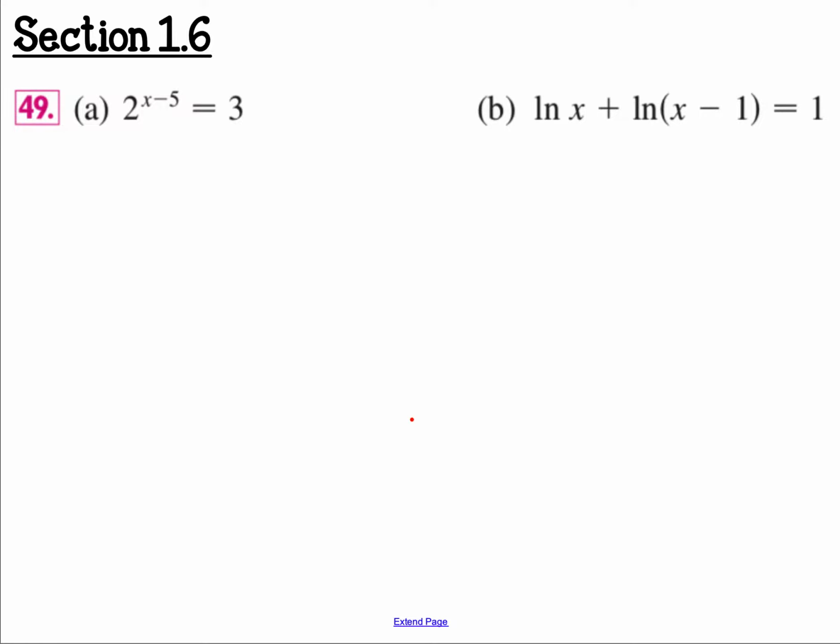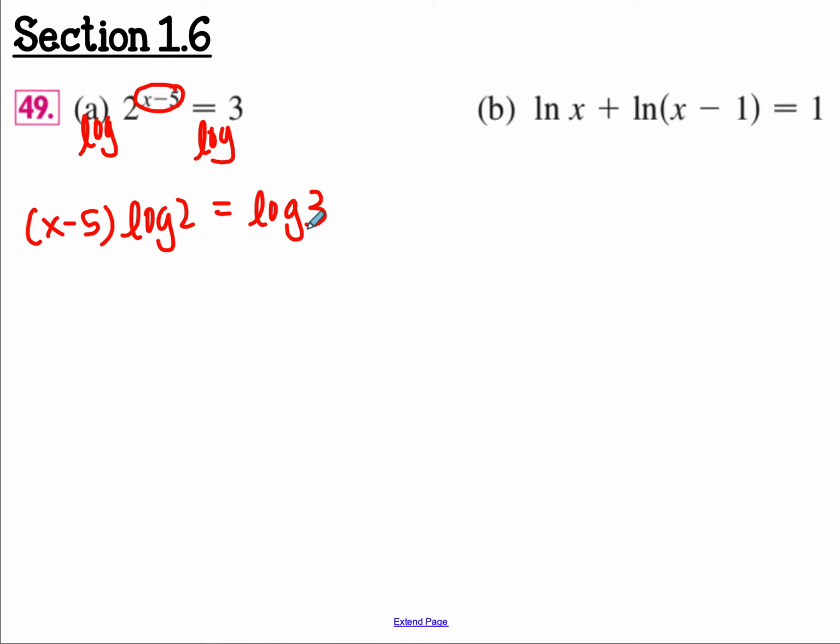All right, number 49 on section 1.6, we are to solve for x. So the first thing in part A is I see x is in the exponent, and so I'm going to take a log on both sides. You could use log or ln, either one is fine. I'll log on both sides. So what that does is allows us to bring the x minus 5 down in front. So it's x minus 5 log of 2 equals log of 3.